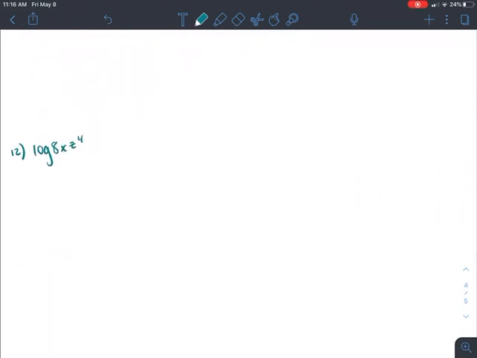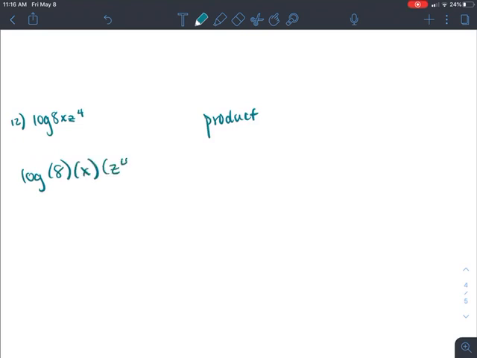So finally, we have log of 8xz^4. Now, I kind of wrote this a little wonky, so I'm going to rewrite it because the 4 looks like it could be a subscript, but it is not. So here we go again. It looks like I've got the product property. I'll rewrite it so it looks more like something you can recognize: log of 8 times x times z^4. And then I've also got an exponent here, so this is going to be the power property.